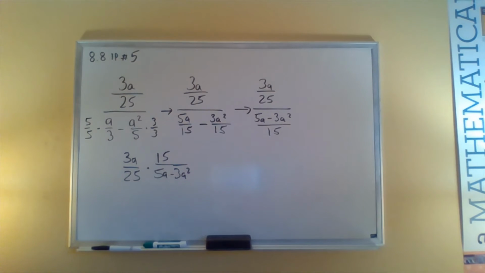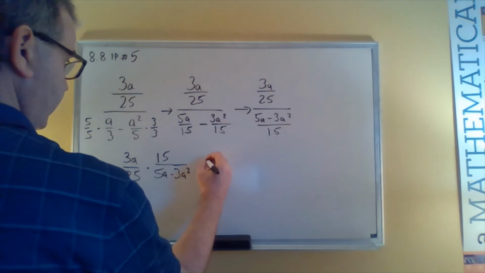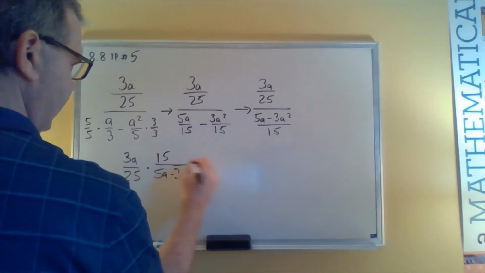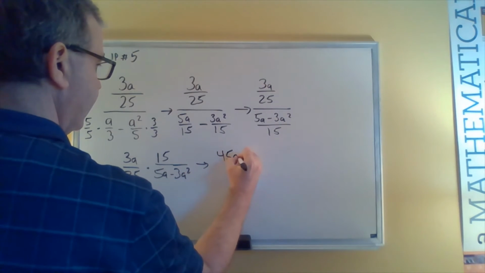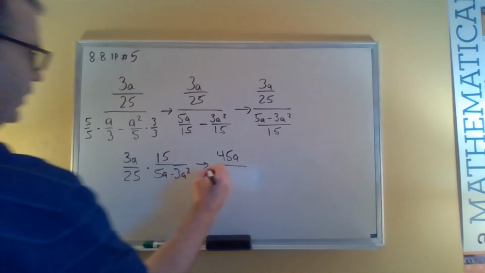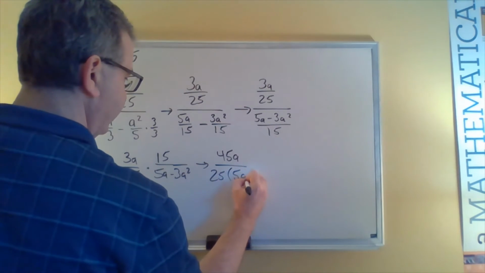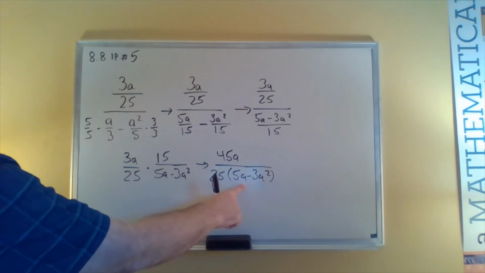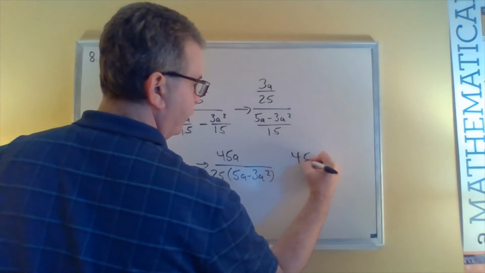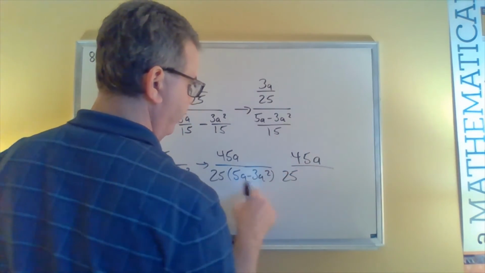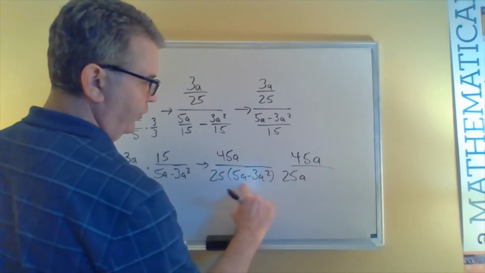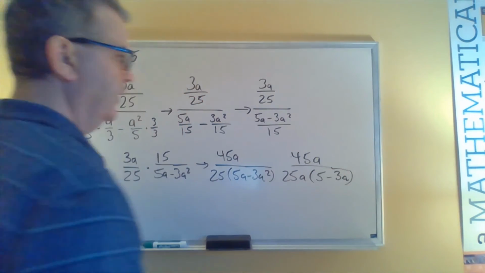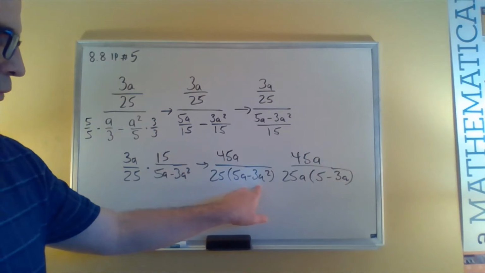Now I need to do some simplifying. Before I simplify, why don't we go ahead and do this here. I'm going to have 3a times 15 is going to be 45a, and that's going to be over 25 times 5a minus 3a squared. Real quick, I can factor an a out of this over here, so I'll have 45a over 25, and now I'm pulling an a out. When I pull an a out of this factor down here, I'll be left with 5 minus 3a. So I pull the greatest common factor out of this set of parentheses right here.